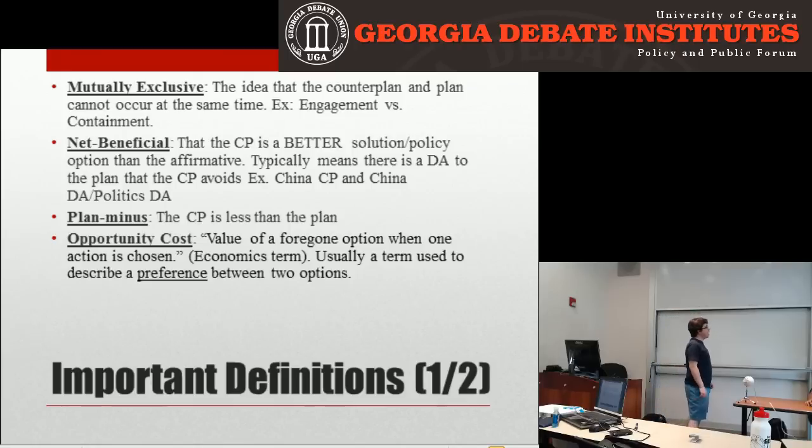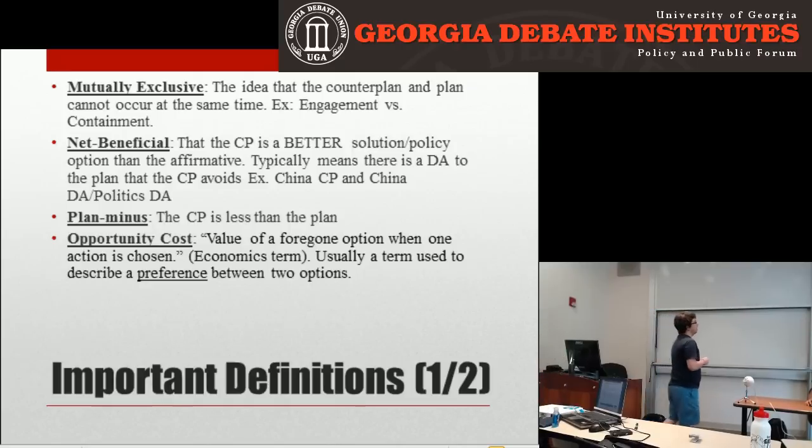The other term is net beneficial, which we talked about. That's just defined as that the counterplan is a better solution or policy option than the affirmative, which typically what you'll see is that there's a disad to the plan that the counterplan avoids, or there's an advantage to the counterplan that the plan can't solve.